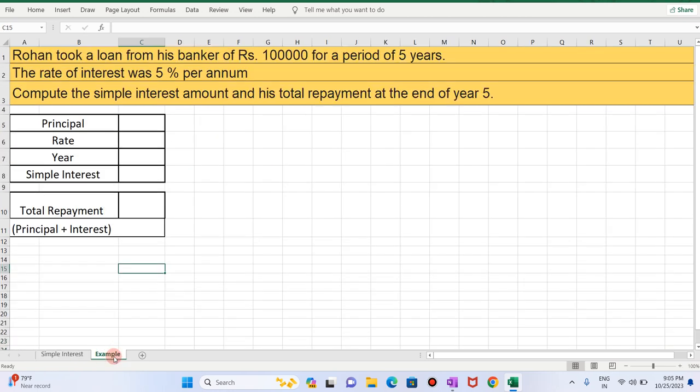Now we'll take one more example. This is the example of Mr. Rohan. Mr. Rohan took a loan from his banker of rupees 1 lakh for a period of 5 years. The rate of interest is 5% per annum, for per year. Now what we have to find is the simple interest amount and his total repayment at the end of 5 years.